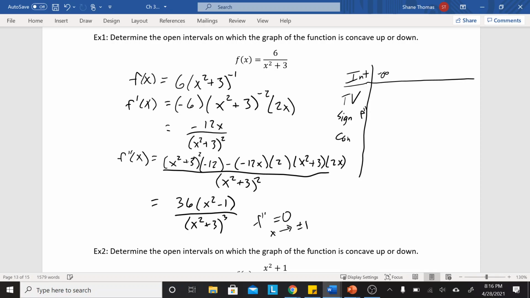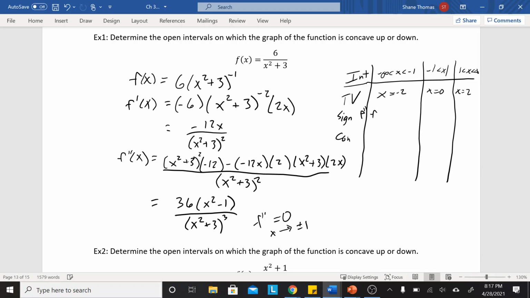So the intervals are from negative infinity to negative 1, from negative 1 to 1, and from 1 to infinity. All right, so let's use our test values. Let's use x equals negative 2, x equals 0, and x equals 2.